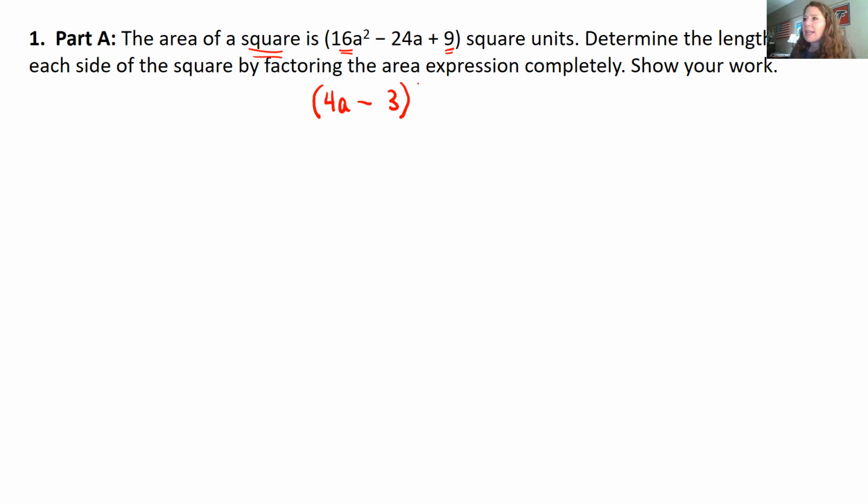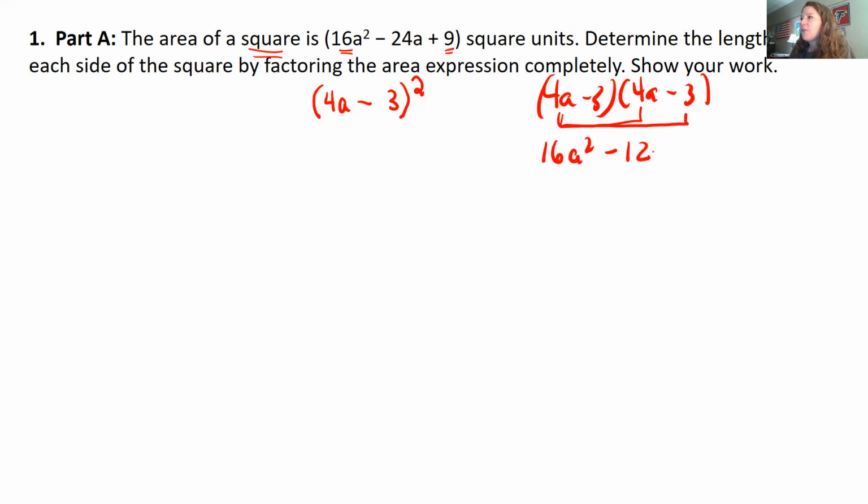So I'm going to try this right here. Well, let's see if it's right. Let's say 4a minus 3 times 4a minus 3. We're going to FOIL it. So 4a times 4a is 16a squared. 4a times negative 3 is minus 12a. Negative 3 times 4a is negative 12a. And then negative 3 times negative 3 is positive 9. So sure enough, it looks like that's the answer.